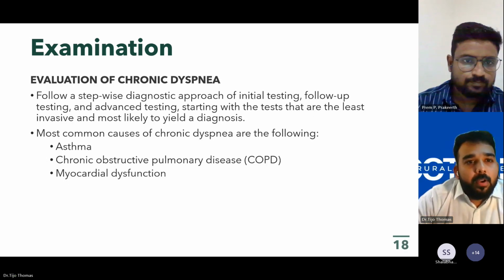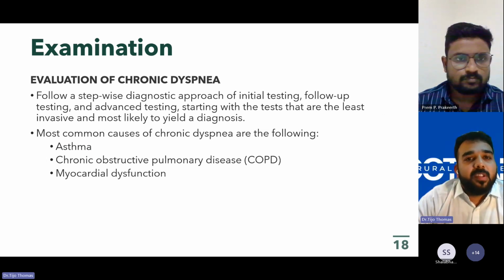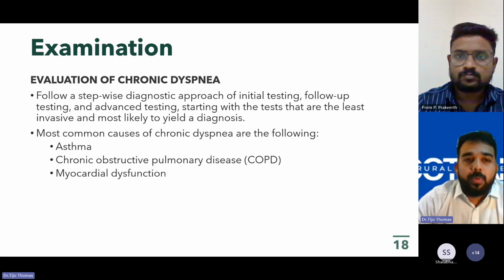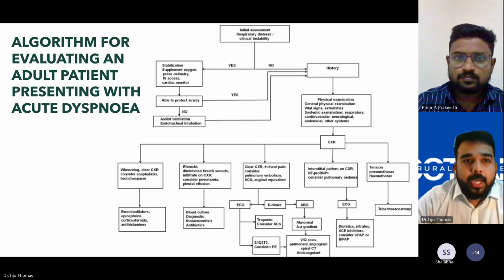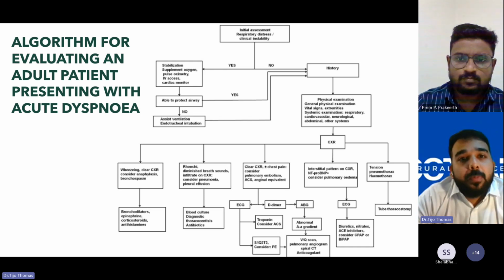Chronic dyspnea will follow a stepwise approach, which will be for people with a much more gradual onset history. The most common causes will be asthma and COPD, which we'll be dealing with in the case scenarios. So if you have to quickly look at the algorithm, this is what we'll be looking at. The patient presents to you with breathlessness.